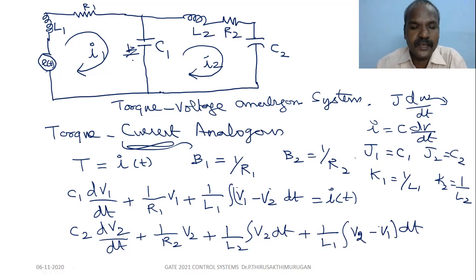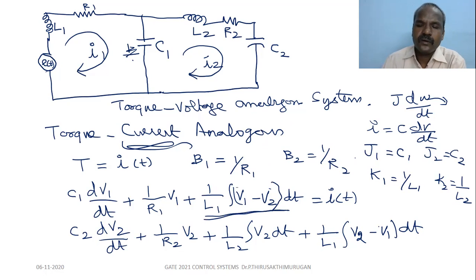So please carefully see these relations. When you go for the torque current analogous system for an electrical system, almost all the voltages are constant, which means it's a parallel system. Only the variation is at the inductor. This is common to parallel circuits. If torque current, the circuit is a parallel RLC network, right?